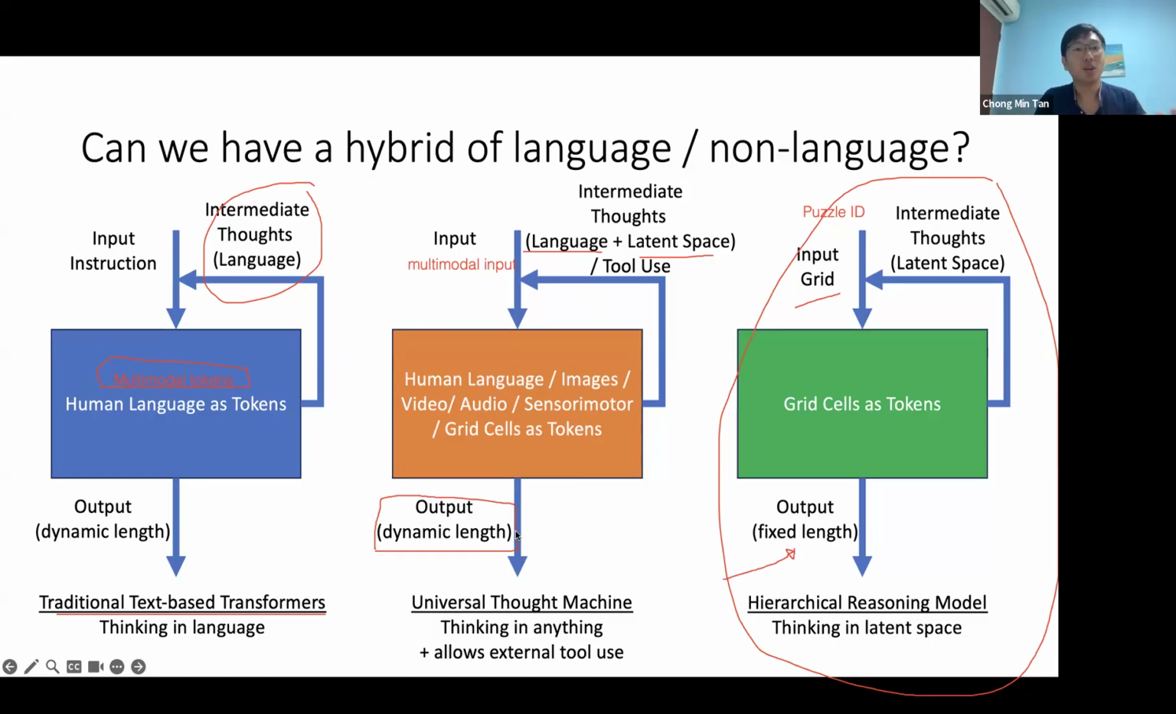Sometimes you don't know how long to output, so I think dynamic length output is still better. I call this the universal thought machine. You take in anything as input, allow external tool use and interfacing with simulation modules, planner modules, and so on, and output in both latent space and language space.